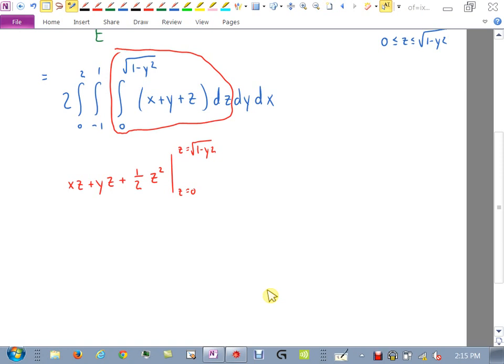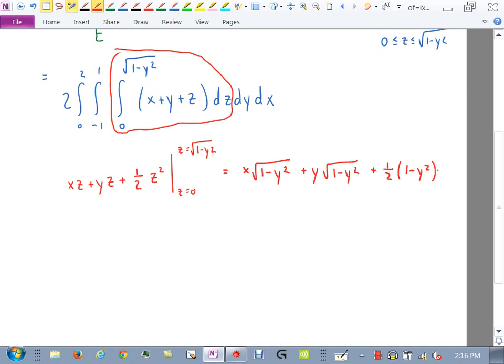So plug in for z. This gives you what? X square root 1 minus y squared plus y square root 1 minus y squared plus 1/2 times z squared, which is 1 minus y squared. Yeah? Bless you.